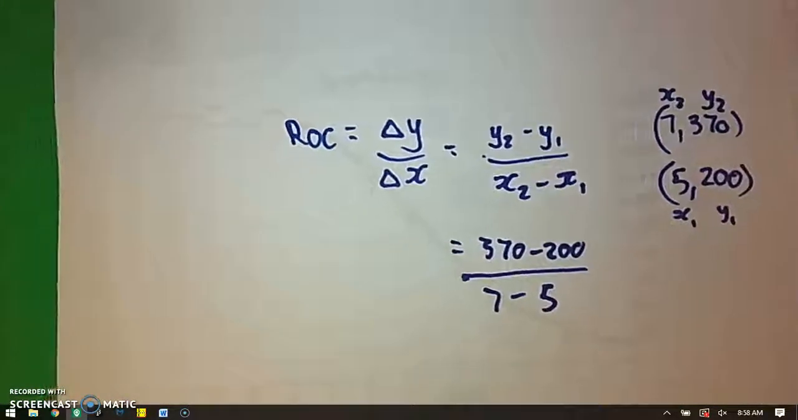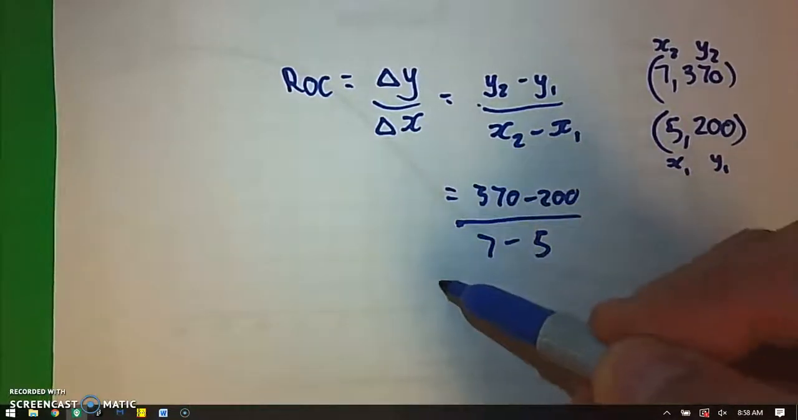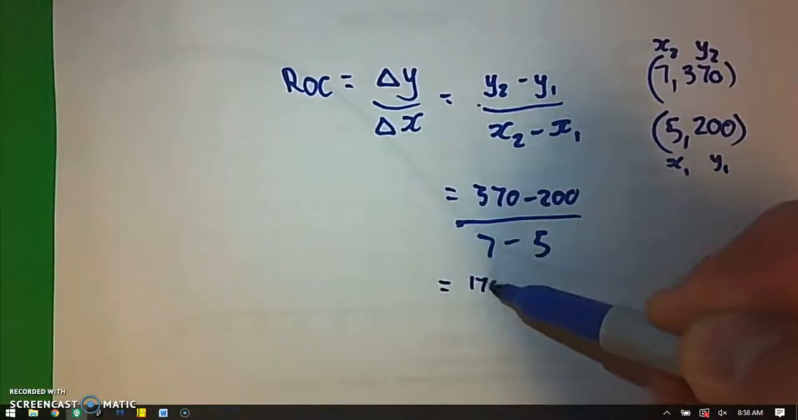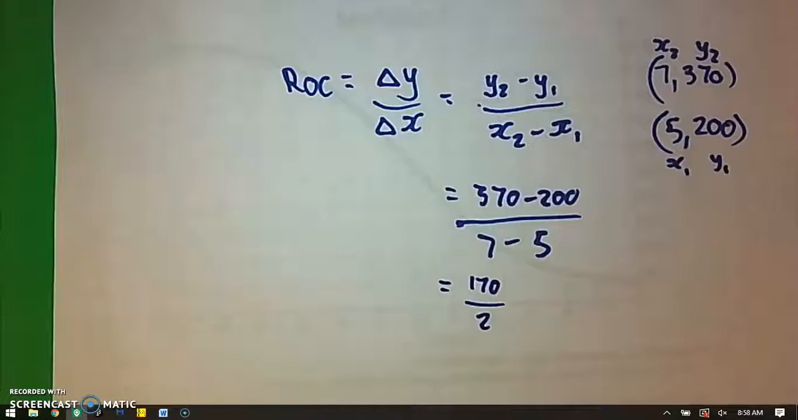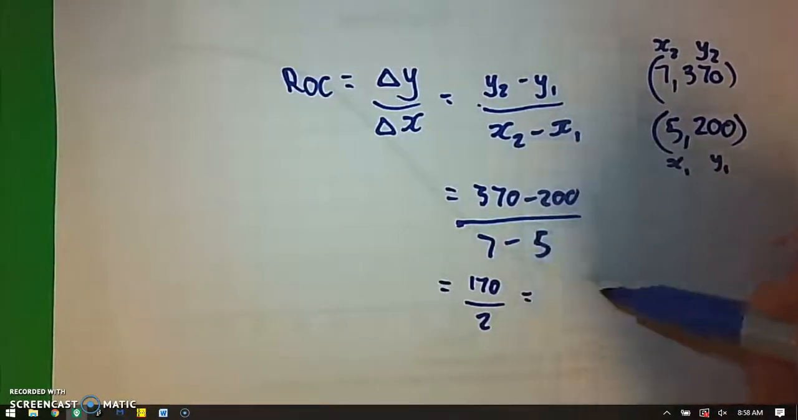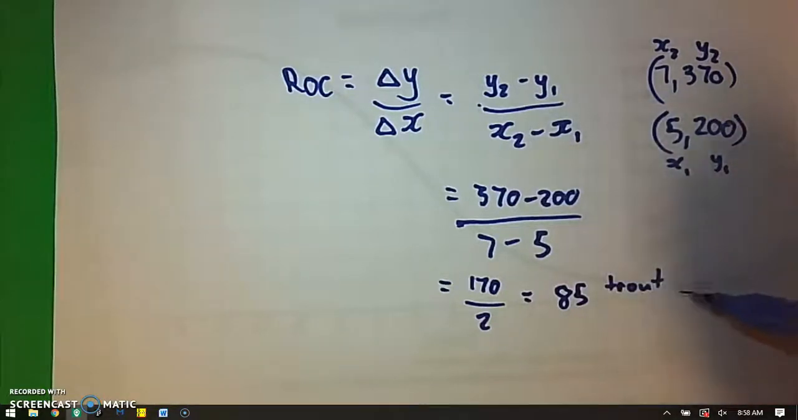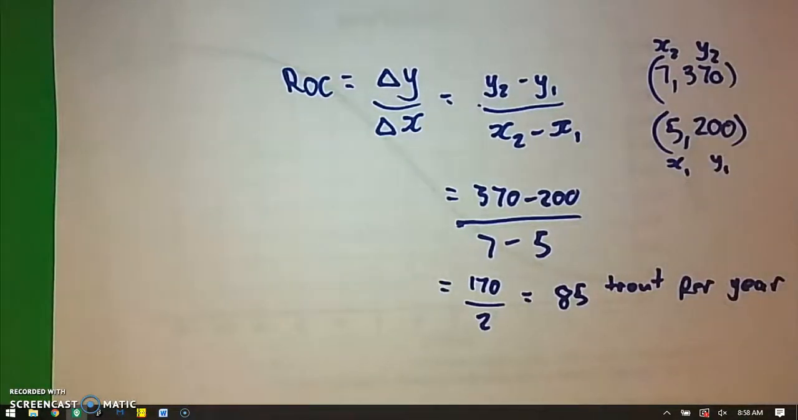Okay, so now continuing along with the calculation, we end up with 170 divided by 2. This should look familiar because it's the same thing we had on the previous page, which is 85. And again, we insert our units, trout per year. Okay, and that's average rate of change in a nutshell.